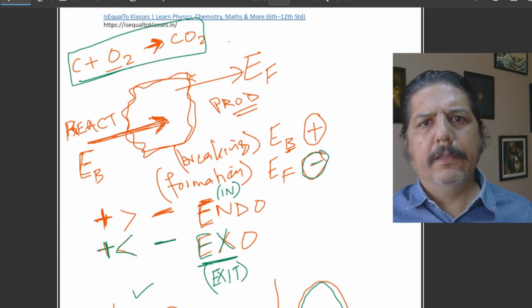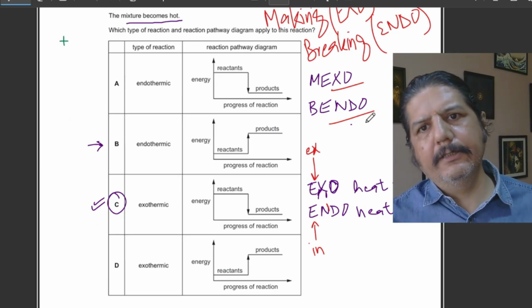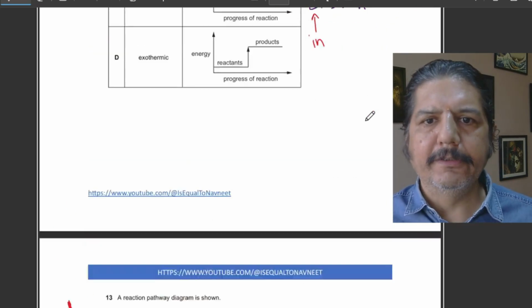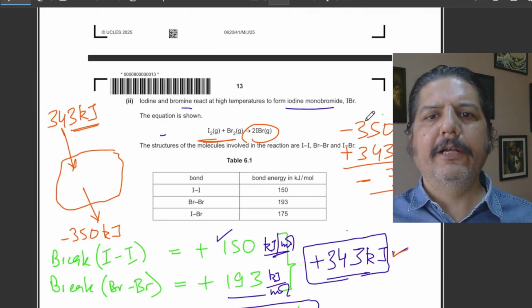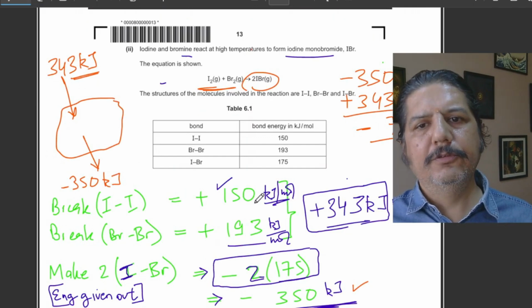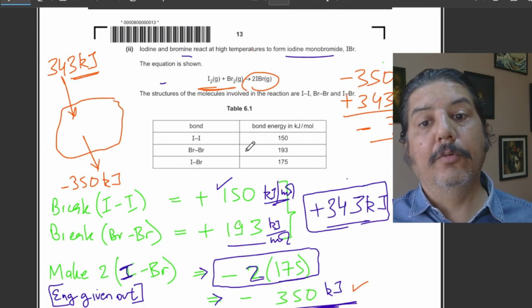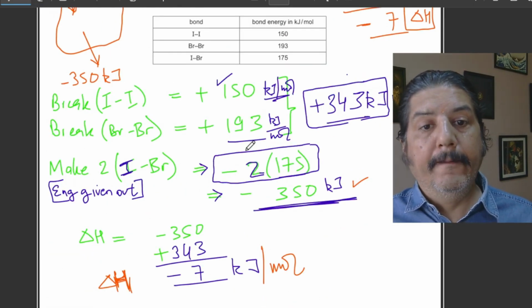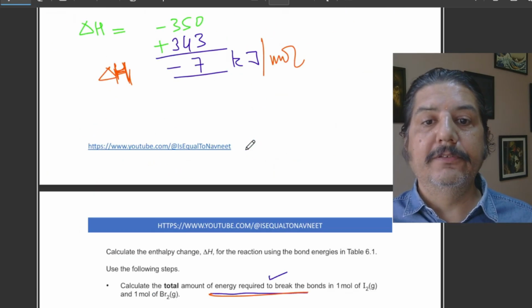Now, I hope you are able to understand this. If you are able to understand this basic introduction, then you will be able to do the graph-based questions also. You will be able to do the questions calculating bond energies also. Here also the same things are used.